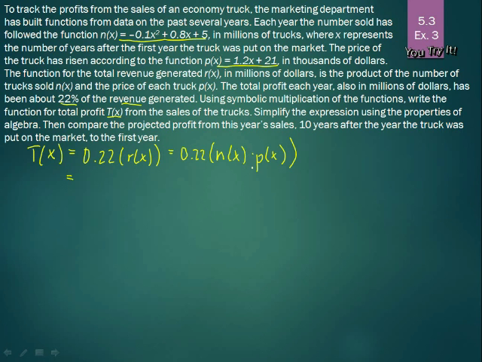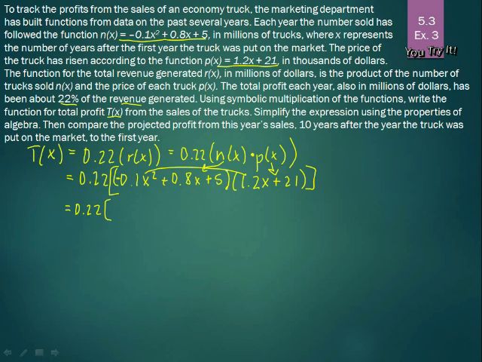And so now we can substitute in the functions that they give us for n of x and p of x. So now I've gone ahead and substituted in for n of x and p of x here, and then we still have the 22 hundredths on the outside. We'll just keep that outside and multiply that in at the end.